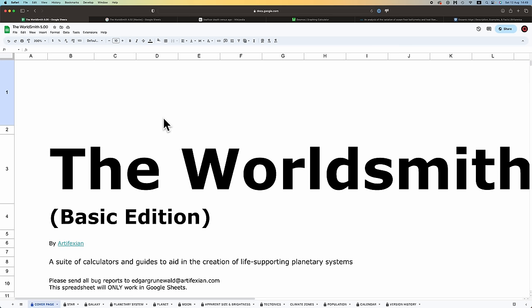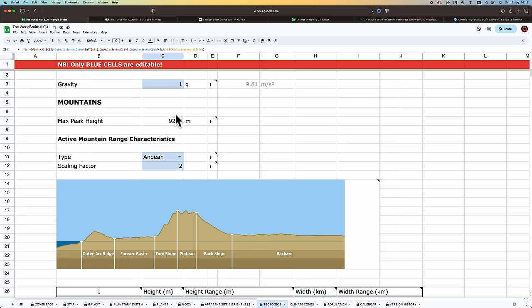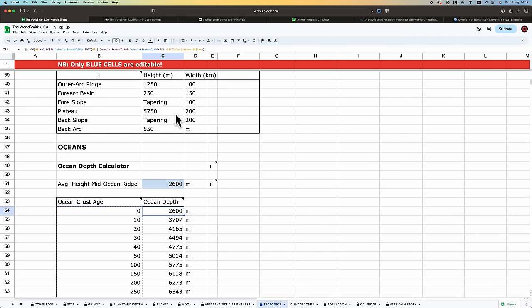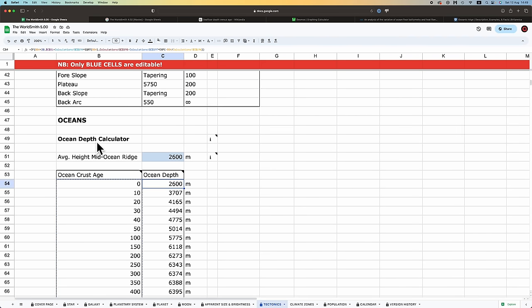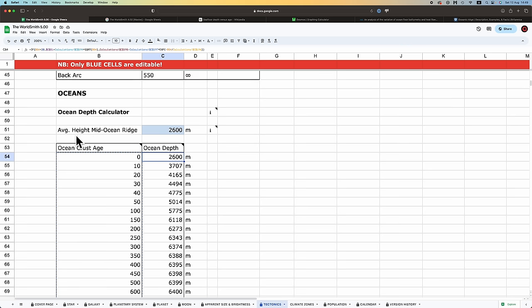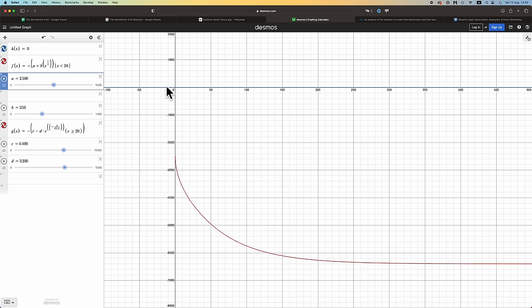So that means there is a new version of the WorldSmith out, version 5.0. If you go to the tectonics page and scroll down, you'll find the new section here called Oceans, Ocean Depth Calculator. All you gotta do to use it is input the average height of your mid-ocean ridge. Important to note here that 2,600, for instance, in this case, means 2,600 meters below sea level. Essentially, what you're telling the calculator is, what is my initial height? And then it computes the rest of the curve.